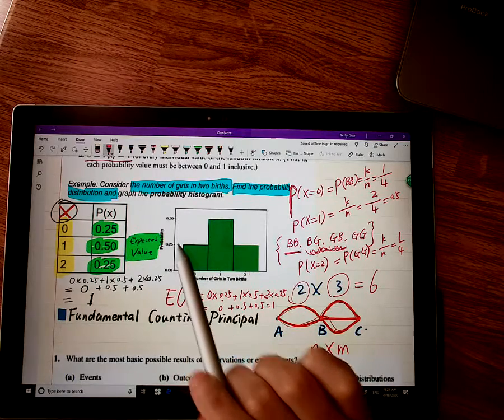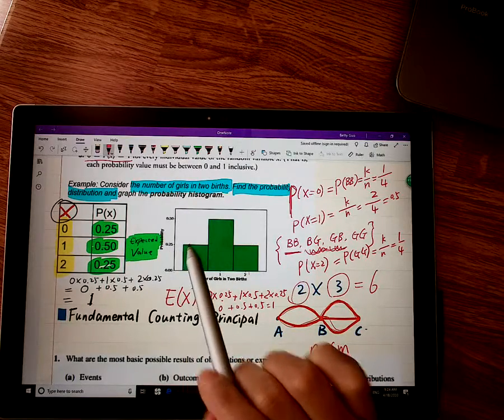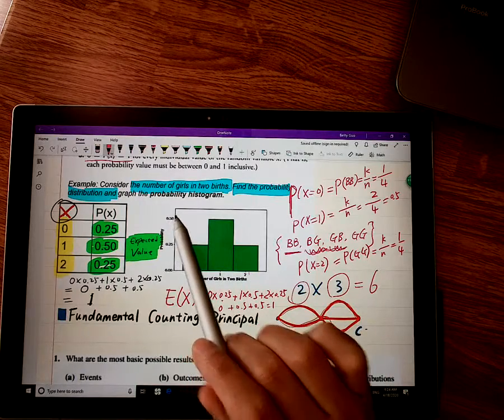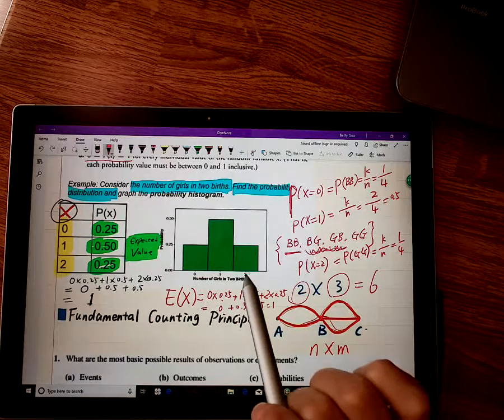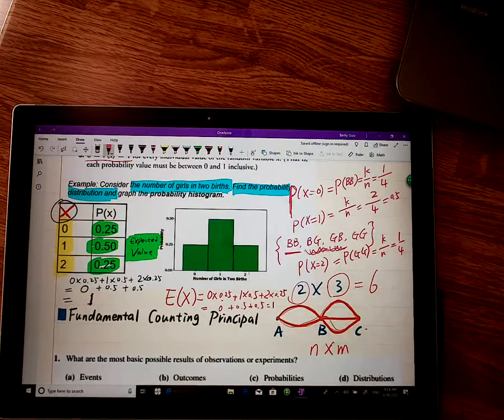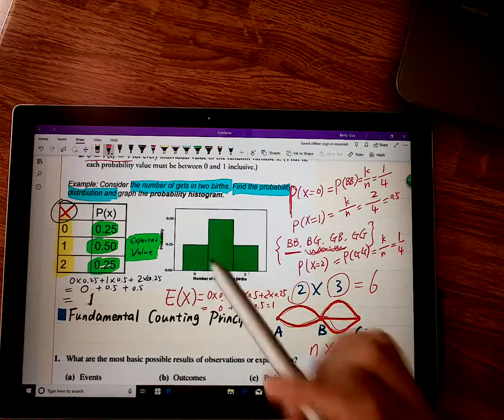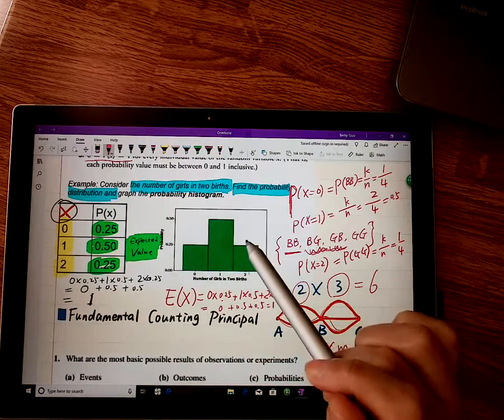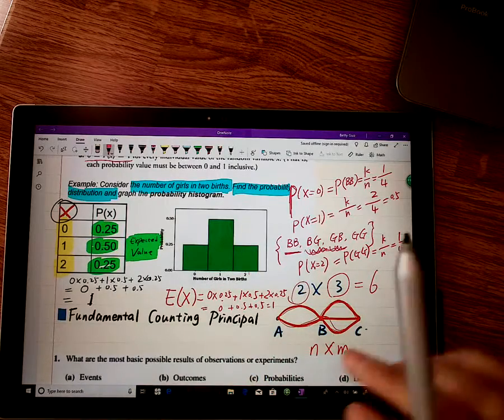The probability of x assuming 0 is 0.25. X assuming 1 has a probability 0.5. X assuming 2 has a probability 0.25. So it's just a histogram. The benefit is you are able to see the shape of the distribution better compared with the table.